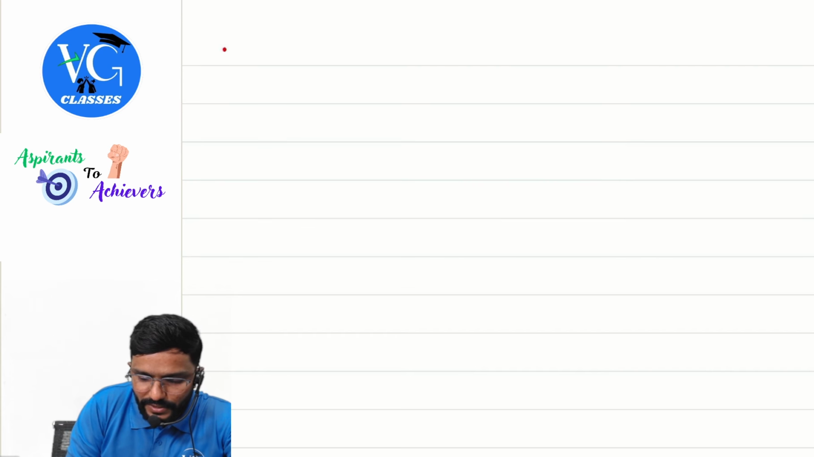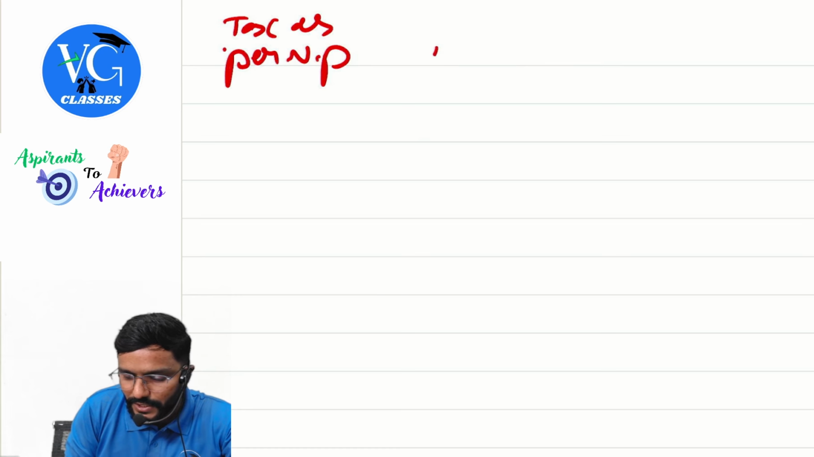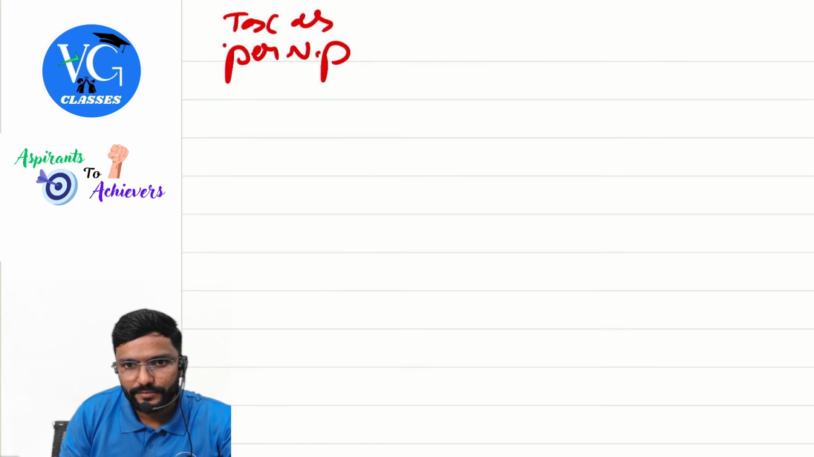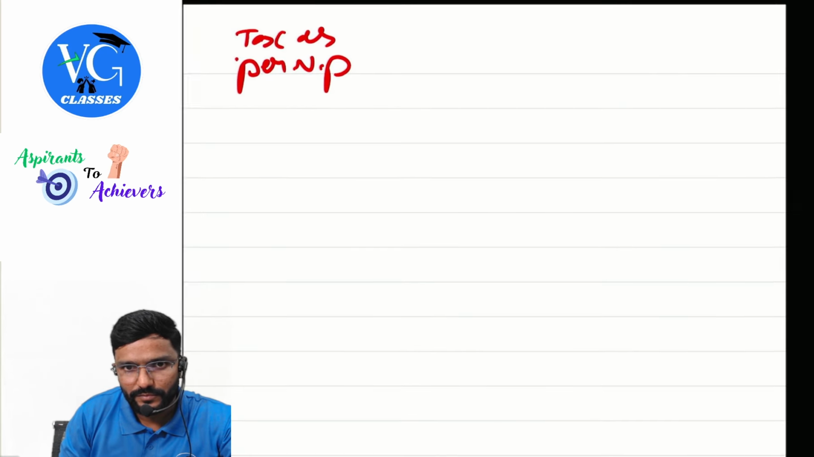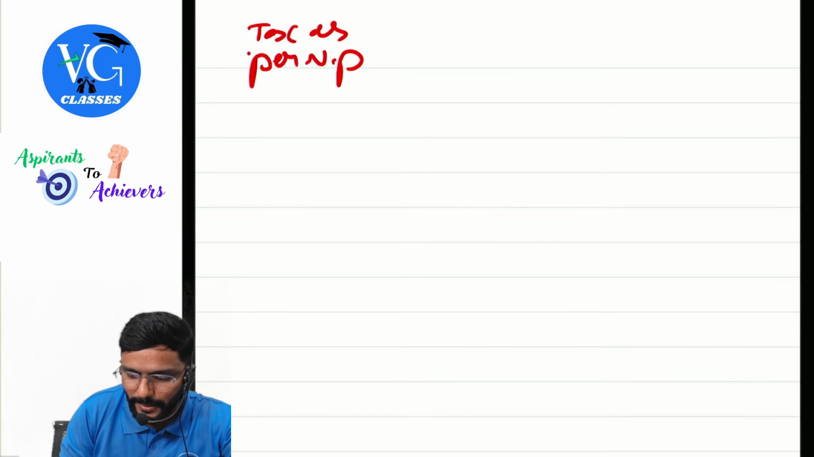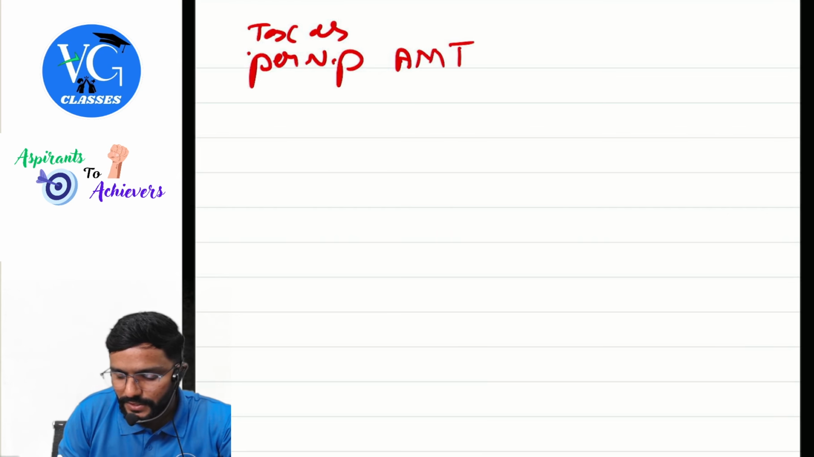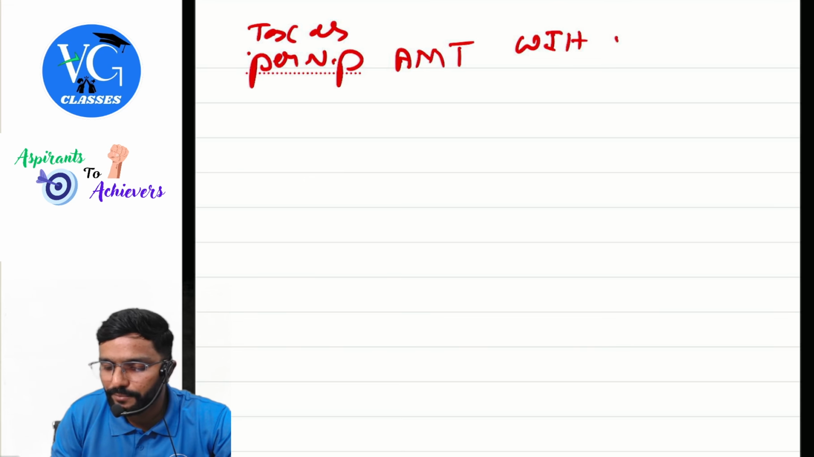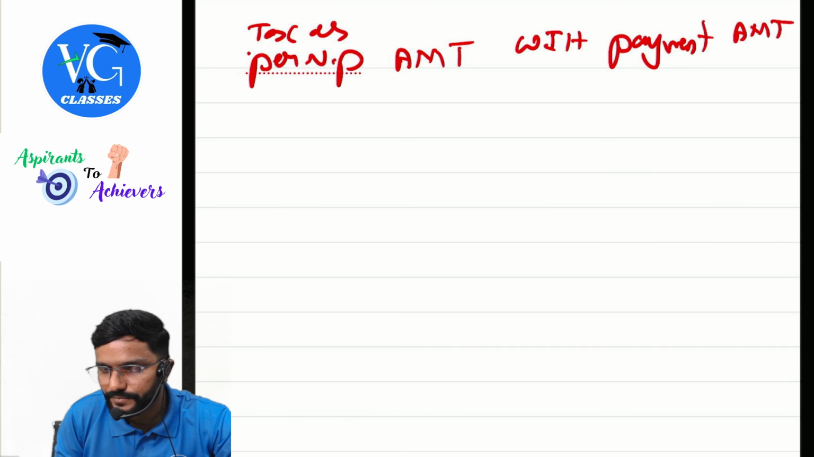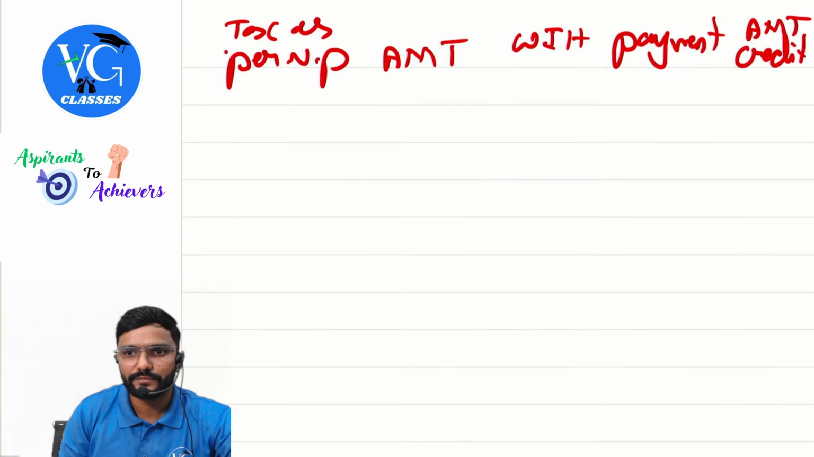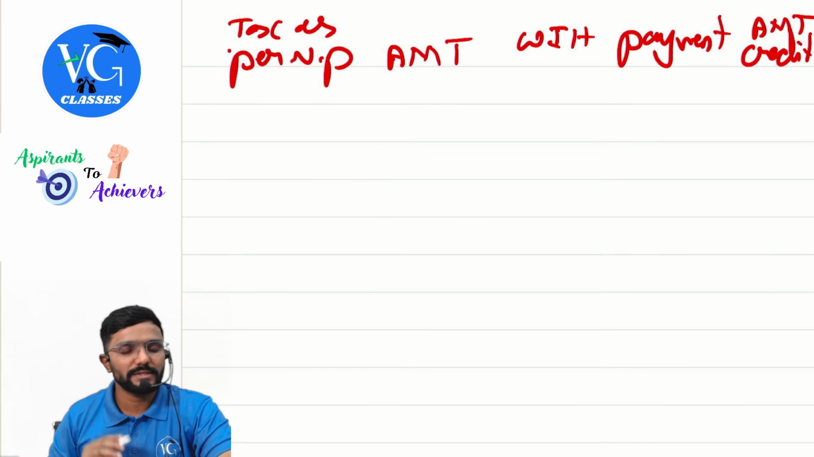Listen. Now assume tax as per normal provision. Next, AMT. Next, whichever is higher, payment. Then AMT credit. Oh, sir, what are these? We will see one by one.